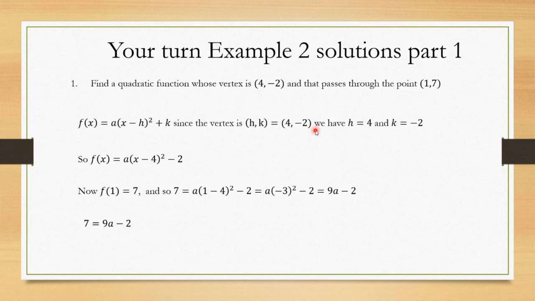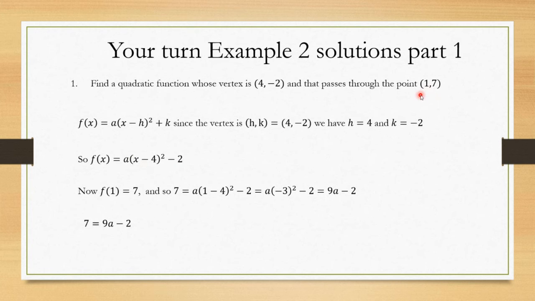Okay, so from here, we can substitute, and we know so far that f of x is a times (x minus 4) squared minus 2. Okay, so that's what we have here. But again, we're not done. We have to figure out what the a is. But that's pretty simple to do, right?